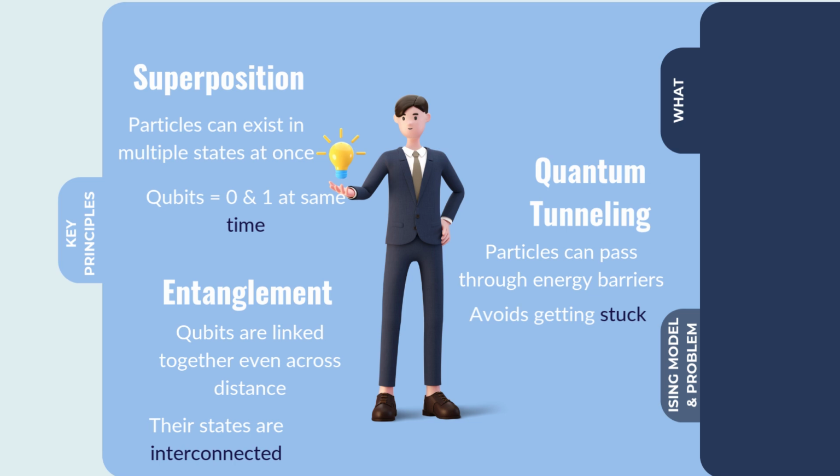So the next one is entanglement. Qubits in a quantum system can become entangled, meaning their states are interconnected even across distance. This property helps the quantum annealer coordinate the search for optimal solutions across many variables. The third one is quantum tunneling. Quantum tunneling allows the system to tunnel through the energy barriers rather than climbing over them. This ability helps quantum annealing avoid getting stuck in suboptimal solutions.